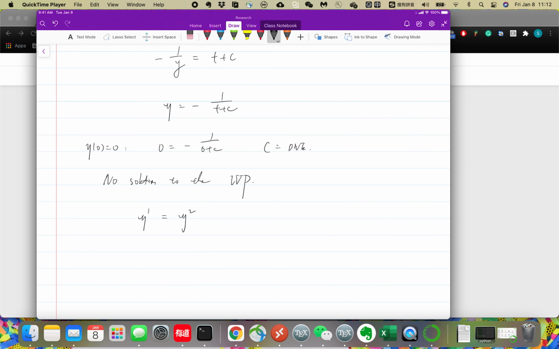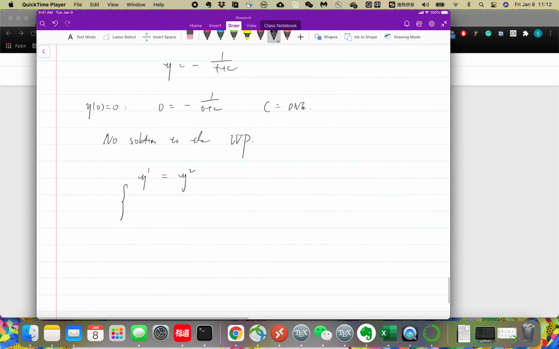Is there a solution that satisfies this, and at 0, it's 0? Of course. The solution is given by y equals 0. y prime is also 0, so of course it's y squared. And also at 0, of course it's 0. It's 0 everywhere. So clearly this one has a solution.